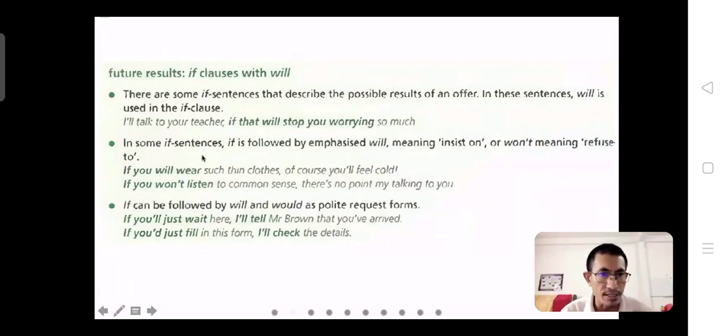Second point: in some if sentences, if is followed by emphatic will, meaning insist on. You know insist on? To insist on, to urge.